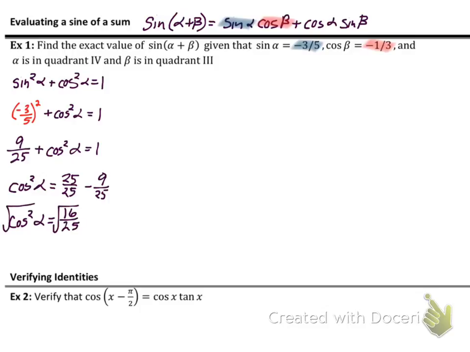Take the square root of both sides, and we're going to come up with cosine alpha equals plus or minus. Well, let's not even do the plus or minus right now. Let's be good pre-calc students and immediately say, well, what quadrant is alpha in? It says alpha is in quadrant 4. In quadrant 4, is cosine positive or is it negative? Yeah, it's positive. It's positive, so our answer is going to be 4 over 5. And it's positive because it's in quadrant 4.